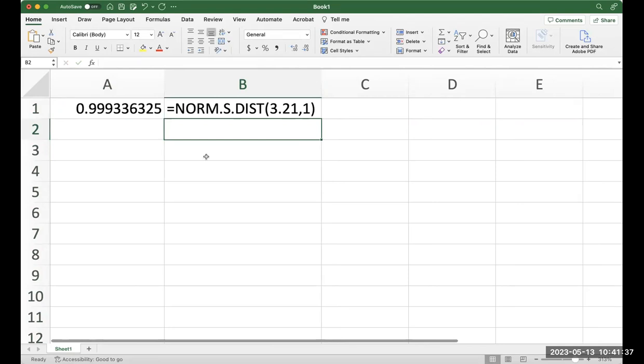Gloria asks, sorry to go back, if you just use the norm dot distribution without the S, would it be different? Yeah, I'll do that in 1 minute. So if you want to use the table for your test, you can do that. Just send me the table with the formula, so I can see what formulas you put in there, okay?